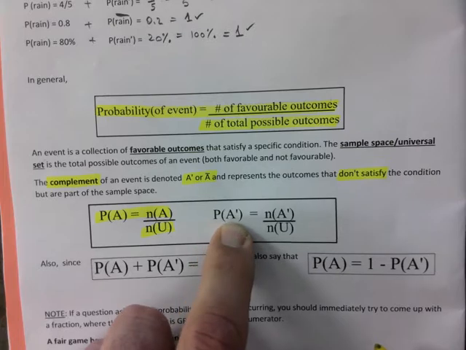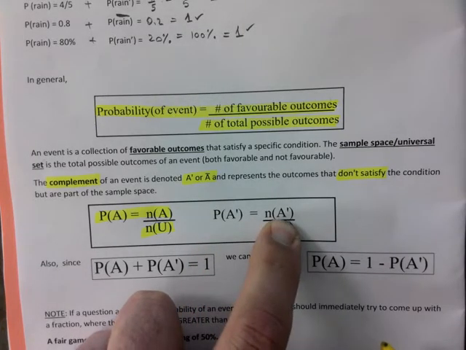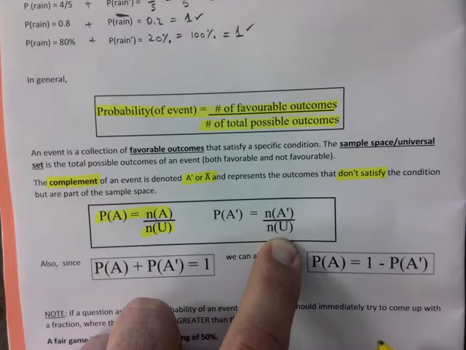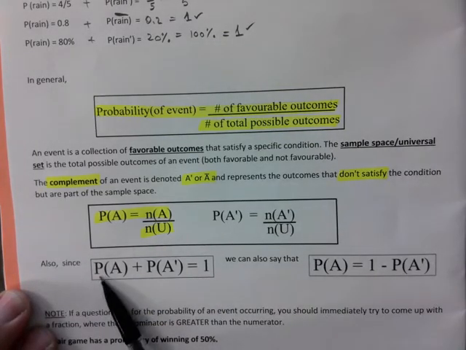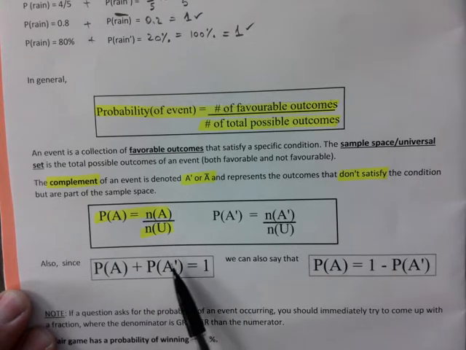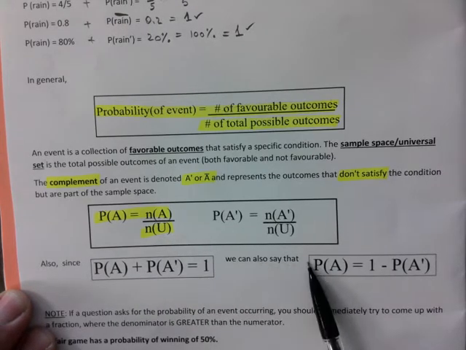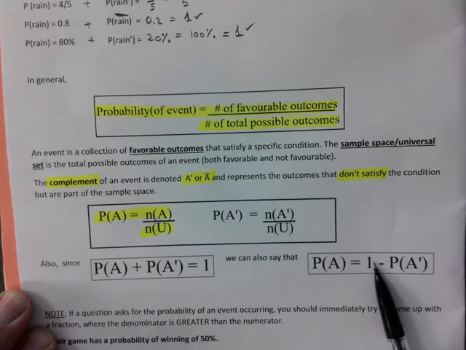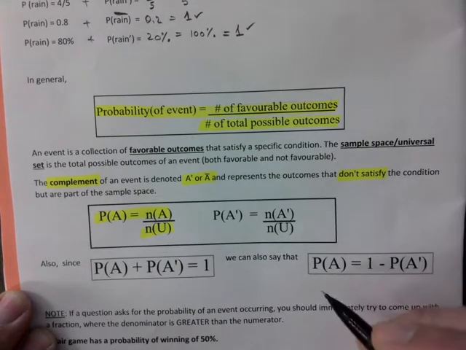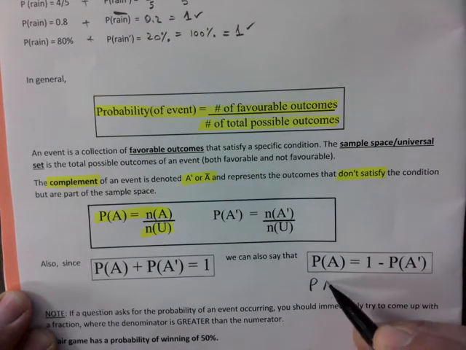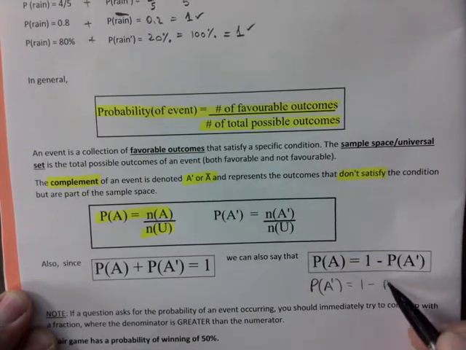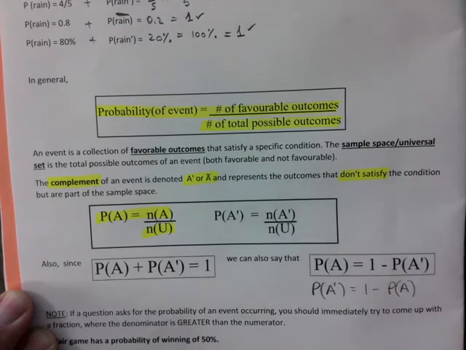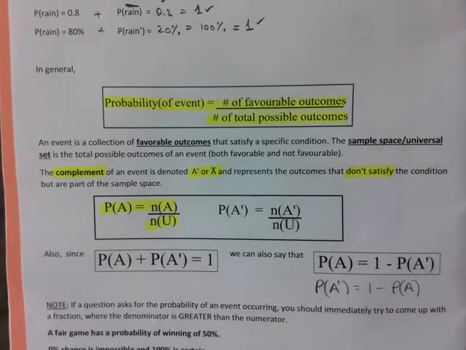If you want the probability of the event not happening, then obviously you take the "not" and put it over the universal. Also, since P(A), the probability of A happening, and the probability of A not happening add up to 1, we can also say that the probability of something happening is 1 minus the probability of it not happening, or the probability of not happening is 1 minus the probability of it happening. Okay, so it's the same thing.